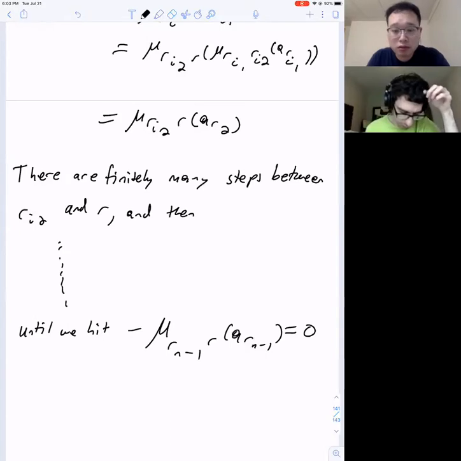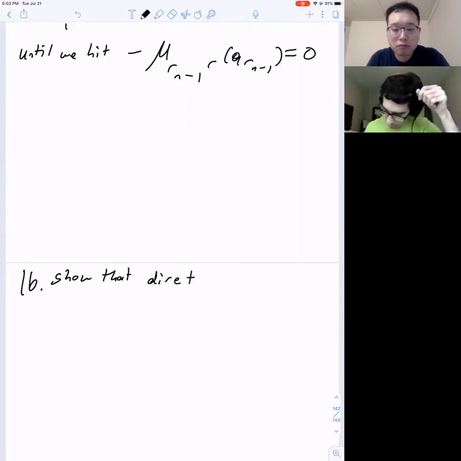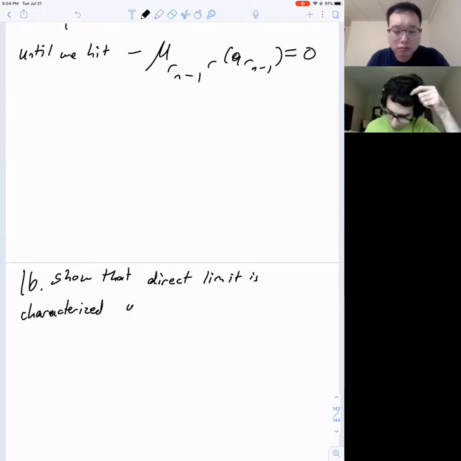So like in chapter 2, we talked about the tensor product. The tensor product is a question of a universal object. I will show that the direct limit is characterized up to isomorphism by the following property.